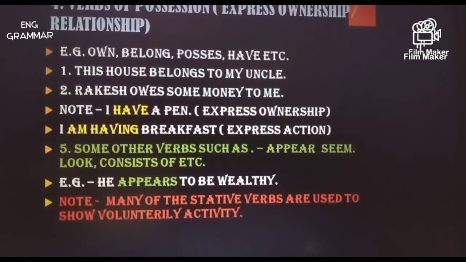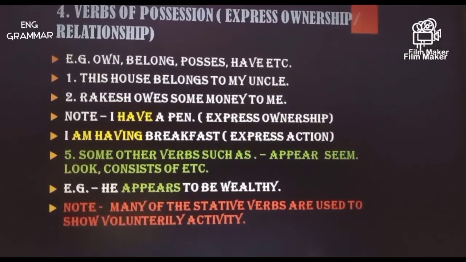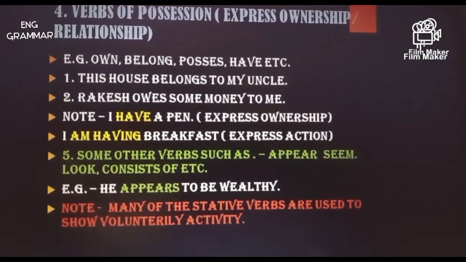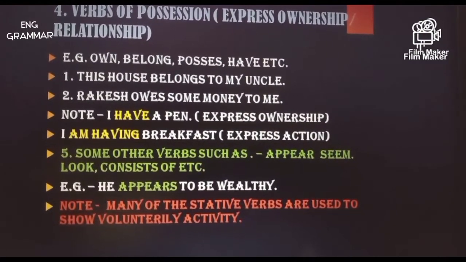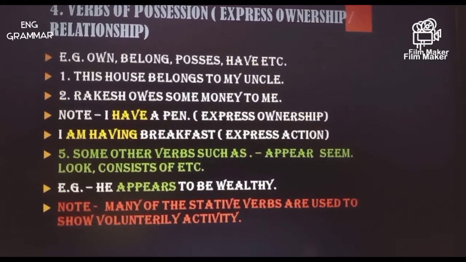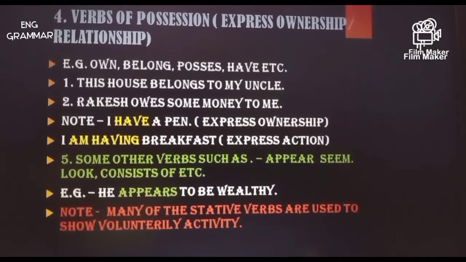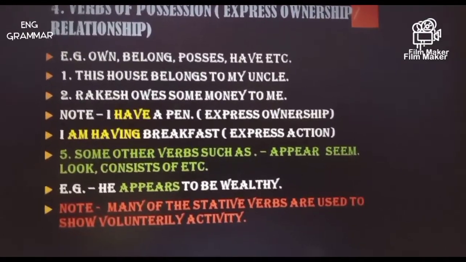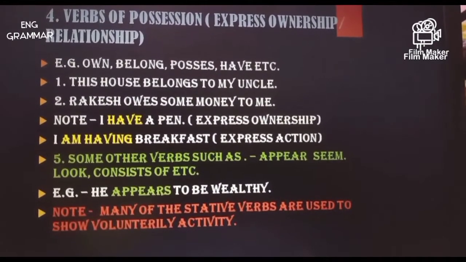Example, he appears to be wealthy. Appears. Now, he is appearing to be wealthy is not possible at all. One last note to keep in mind about stative verbs is that many stative verbs are used to show voluntary activity, meaning according to the need of the performer we can use them. One basic thing to keep in mind is that they are not used in continuous tense because it doesn't make proper sense. That's all about stative verbs.